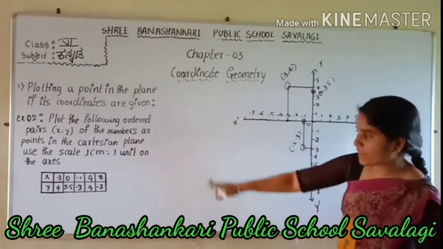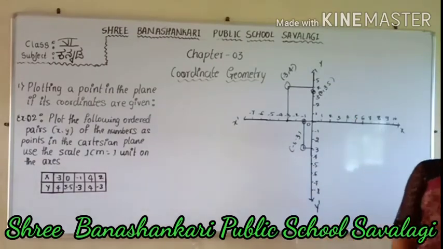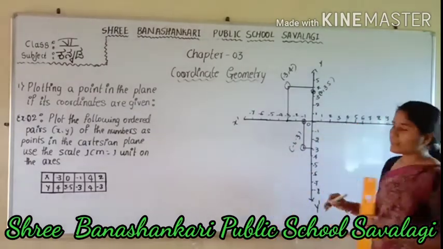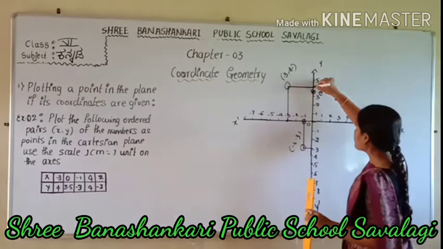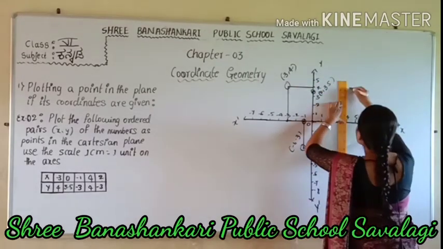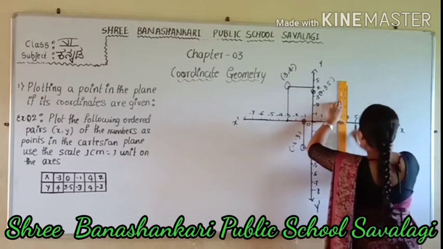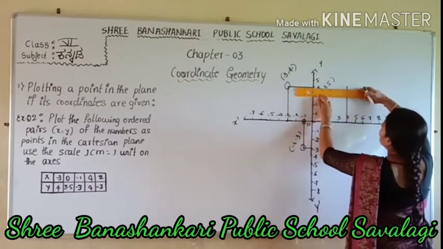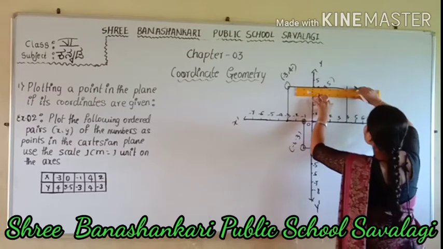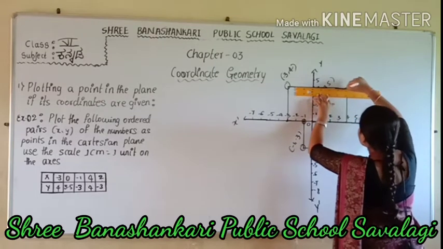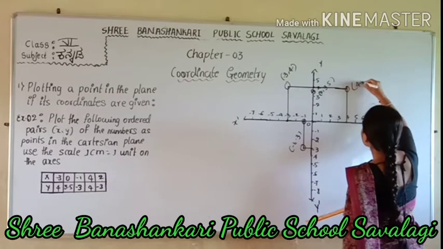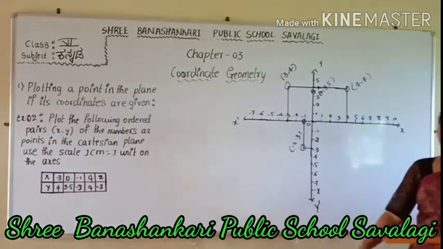And next we go for another point, that is 4 and 4. Here the x coordinate is 4 and the y coordinate is 4. And now draw the perpendicular lines to each other. The point where these two lines meet is the position of the given coordinates. This is the location of the coordinates 4 and 4.